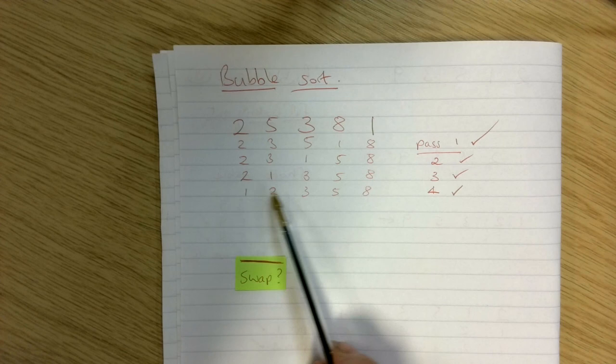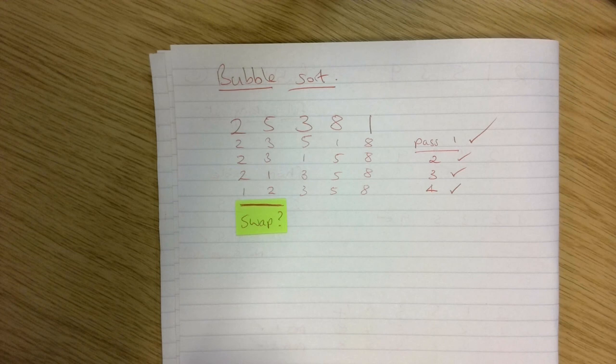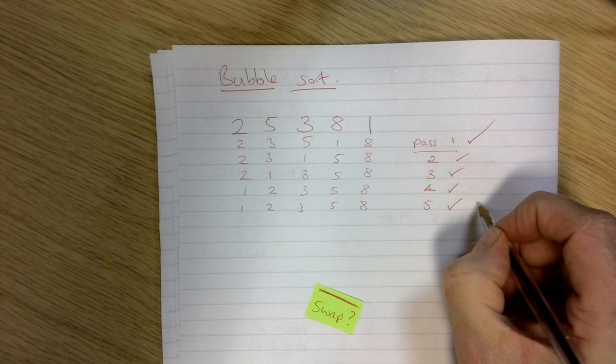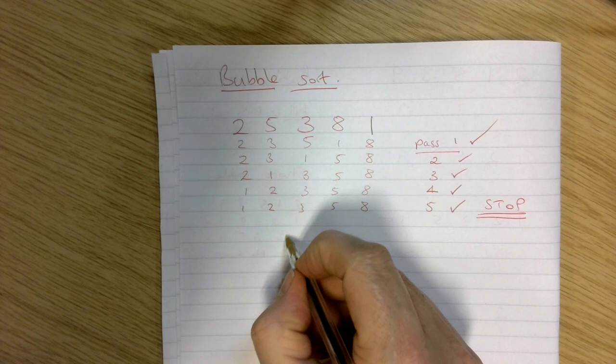Do we need to swap? No. Do we need to swap? No. Do we need to swap? No. Do we need to swap? No. So actually, that final pass is important. And this is the defining characteristic of how to know when to stop. It's when there are no swaps in a pass.